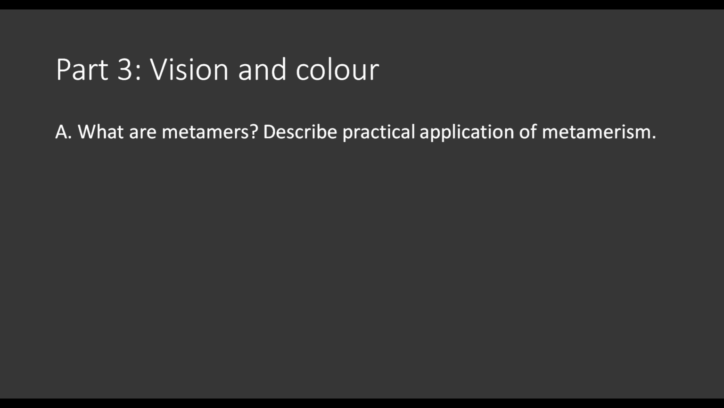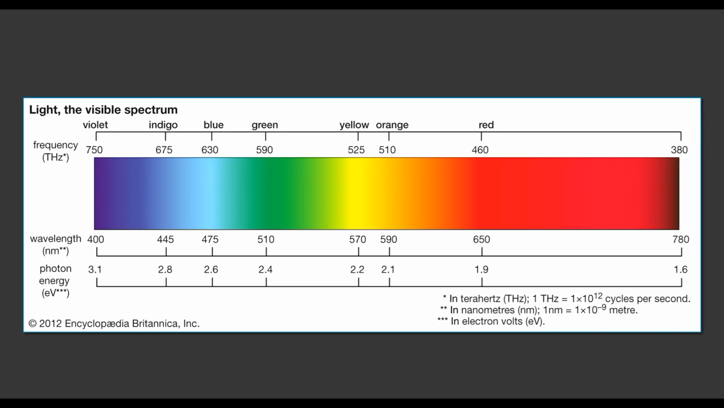Part 3. Vision and color. Question A. What are metamers? Describe a practical application of metamerism. Metamers are colors that appear to be the same to us, or you can say trigger the same perceptual response, despite having different spectral composition.